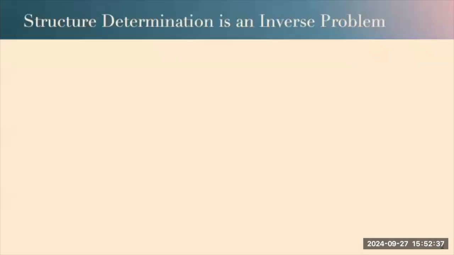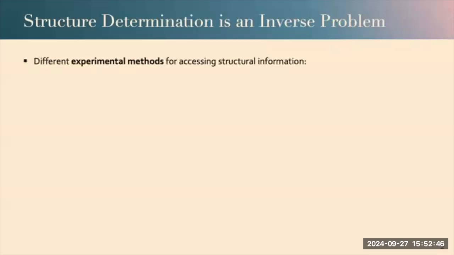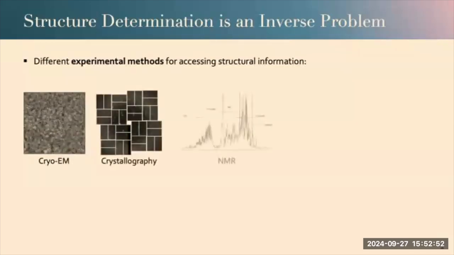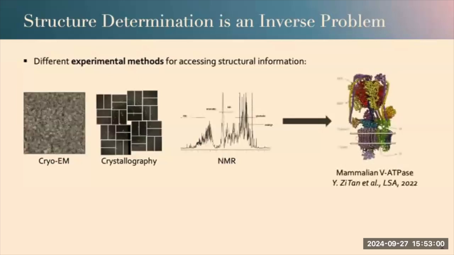And I'd like to start by essentially framing protein structure determination as what some people call an inverse problem, just to have a very general point here on the problem. So we have different experimental methods for accessing structural information. We've heard about cryo-electron microscopy, crystallography, or nuclear magnetic resonance. And essentially the challenge for a person designing a reconstruction method is to turn those measurements into structure, potentially motion.